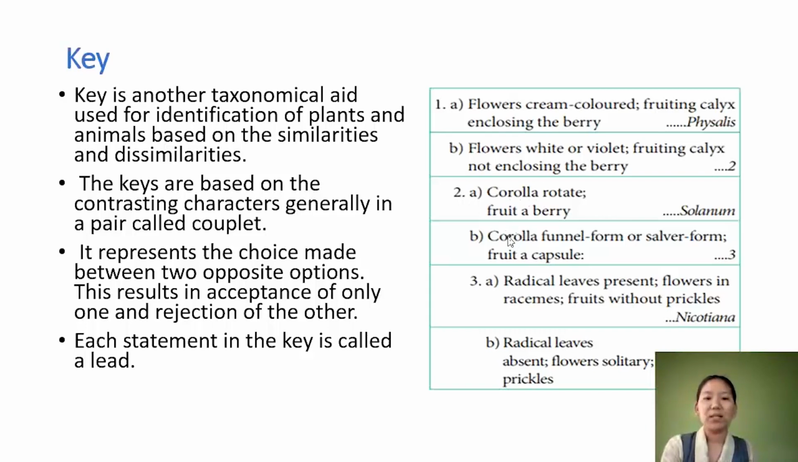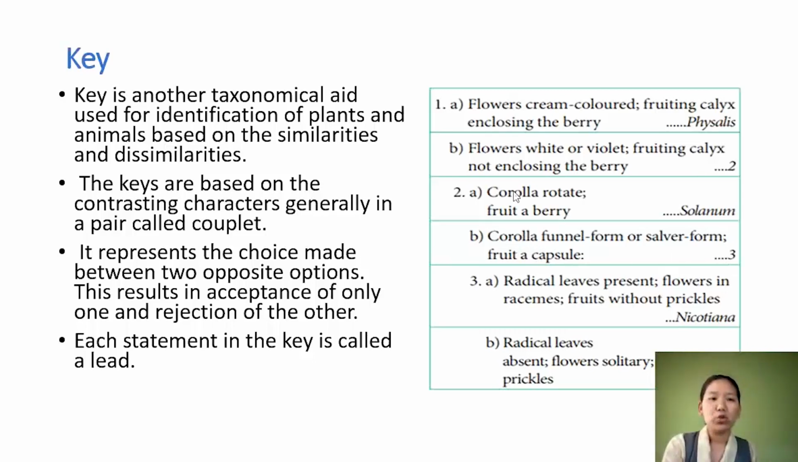Each statement, as discussed, is a lead, and these two statements are contrasting, and together we call it a couplet. You have to choose either one of them. Again you are going to look at the character and check whether it fits the first statement or the second statement. If your flower or plant matches the first statement, then your plant belongs to Solanum. If it is not so, you go to B, and then again they'll guide you towards 3.